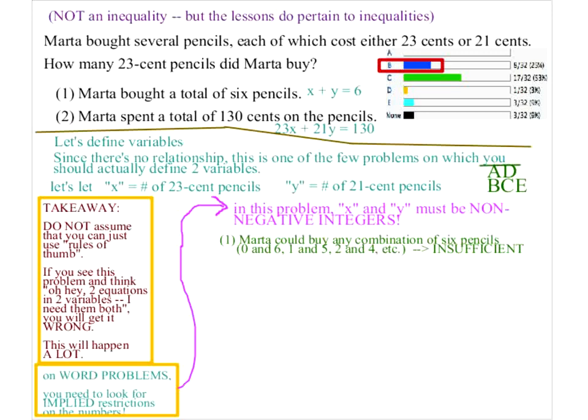How do we solve number 2? Anybody know? Go ahead and type in the text box.